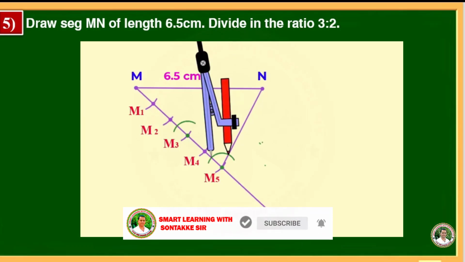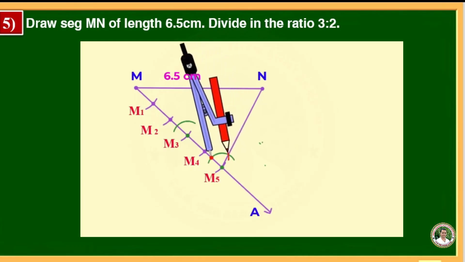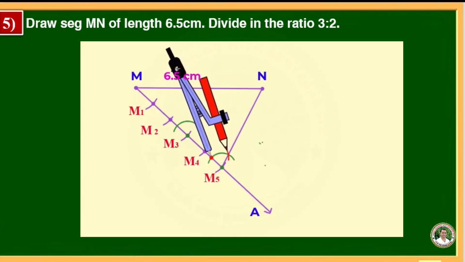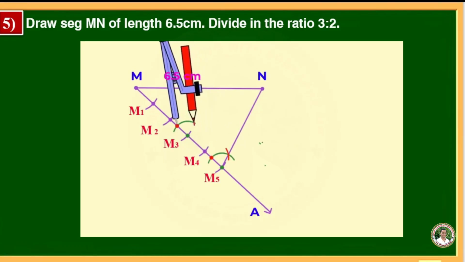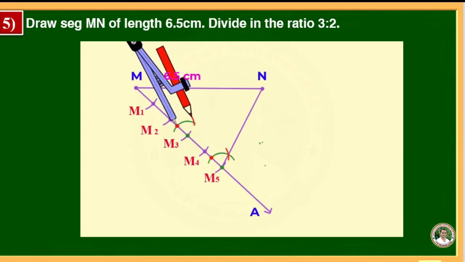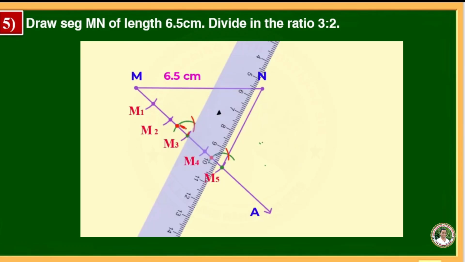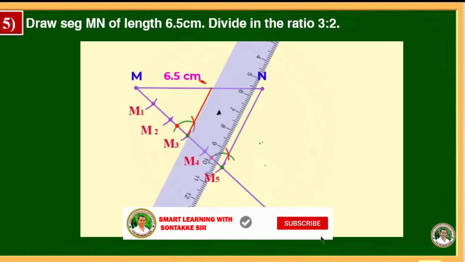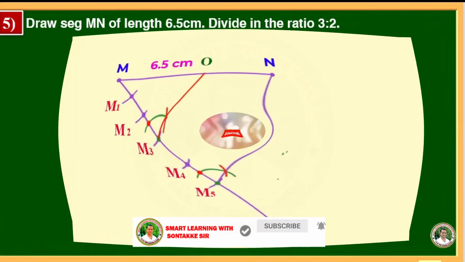Point O is a point on segment MN which divides it in the ratio 3:2. This construction you know from 8th standard. Now draw a parallel line which intersects MN at O.